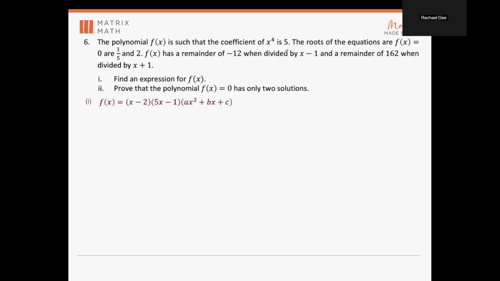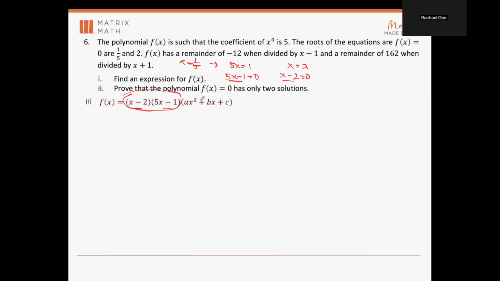Okay, so first of all, these two factors here are derived from here. So x equals 1/5, then it will become 5x = 1, then 5x - 1 = 0. So this is a factor. Then you have x = 2, so x - 2 = 0. So these are the two factors from here and here.